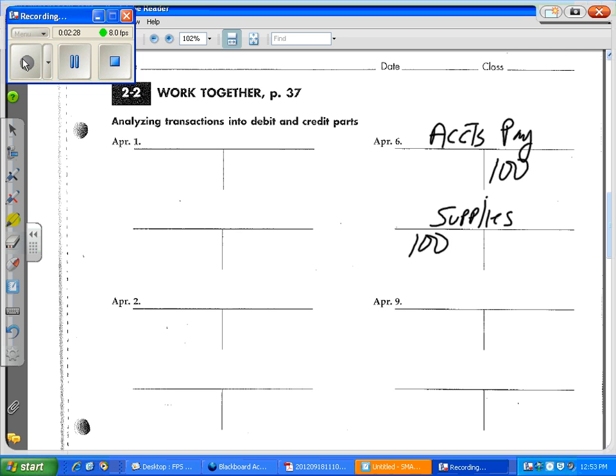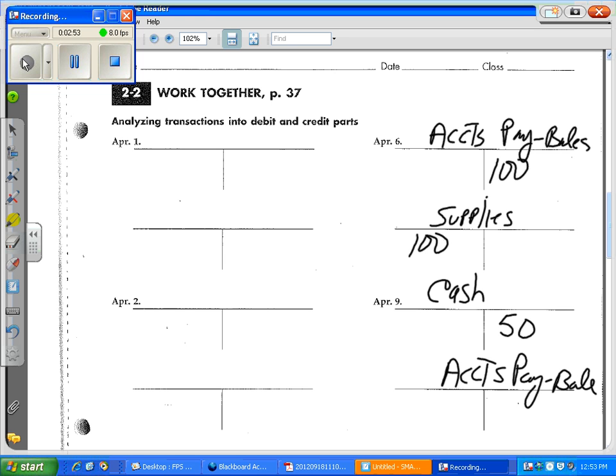And then finally, on the 9th, we pay cash on account to Bale Supplies of $50. So we have a debt of $100 with Bale Supplies. Now we're going to pay $50 of that. So on the 9th, our cash decreases by $50, and our accounts payable is going to decrease by $50. To decrease an accounts payable, we record it as a debit. The $50 accounts payable debit decreases accounts payable. It decreases our liability.